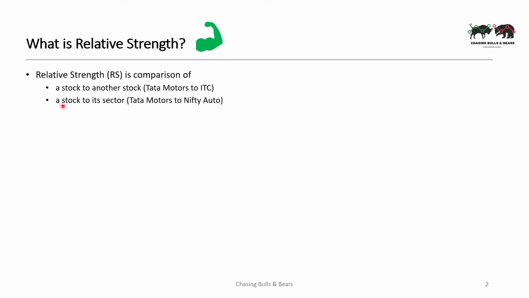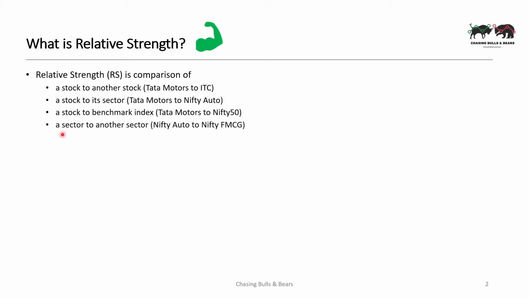It can also be a comparison of a stock to its sector. So how any particular stock, let's say in our case Tata Motors, is performing in comparison to its sectoral index, that is Nifty Auto. It's also a comparison of a stock to the benchmark index. So you can compare Tata Motors with the benchmark index in India, which is Nifty 50. So how Tata Motors is performing in comparison to Nifty 50.